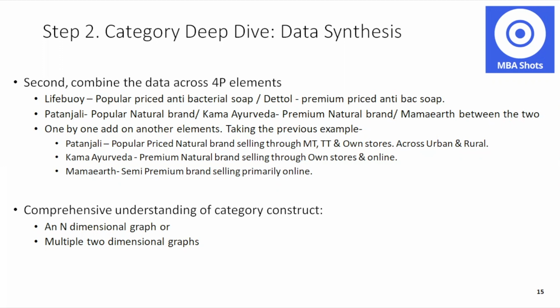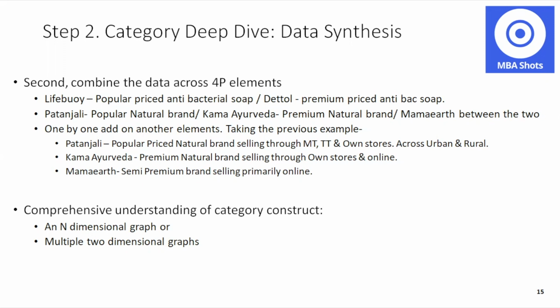So in the bath soap segment, you have Lifebuoy, which is a popular priced antibacterial soap. So here you're talking about its place on the price pyramid as well as the benefit that it provides. Look at Dettol as an example. Dettol is also an antibacterial soap, so providing the same benefit as Lifebuoy, but it is placed differently as far as the price pyramid is concerned. It is a more premium price product than Lifebuoy.